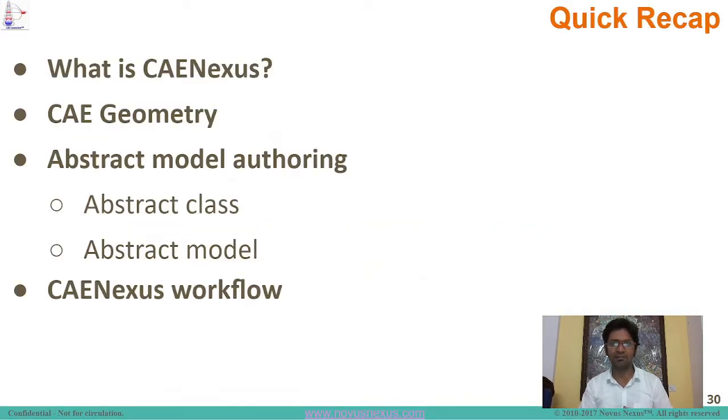So just a quick recap about the earlier session. In the earlier session we have seen what is CAENexus, some details about CAD geometry. We have seen what abstract classes are, what an abstract model is, some terminologies like what is a non-manifold model, what exactly relations are, and we have seen the overall workflow of CAENexus.